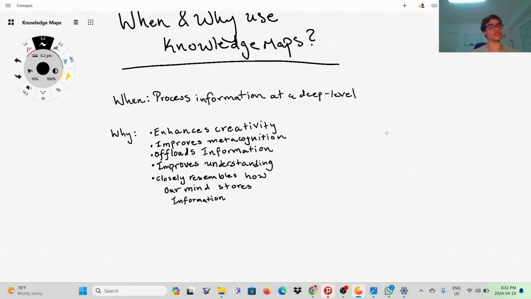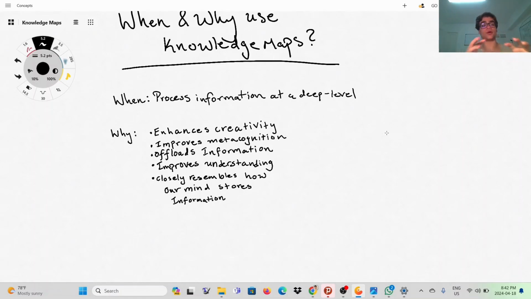Again, the other reason is that it offloads information. This is just a general thing about notes: holding information in your head versus putting it onto your notes, you offload that, and so you no longer have to think about it. That saves you some resources that you can use for other things like metacognition, etc.